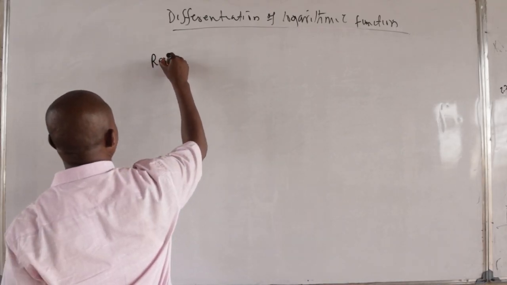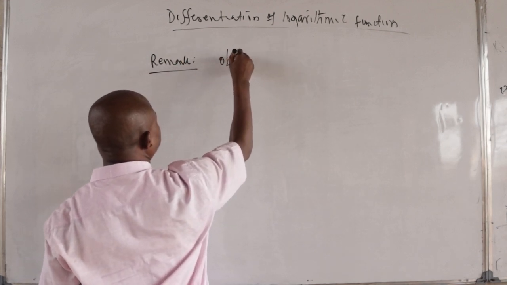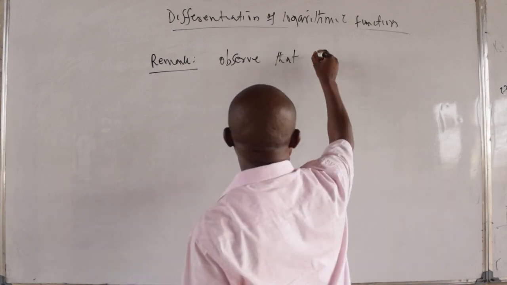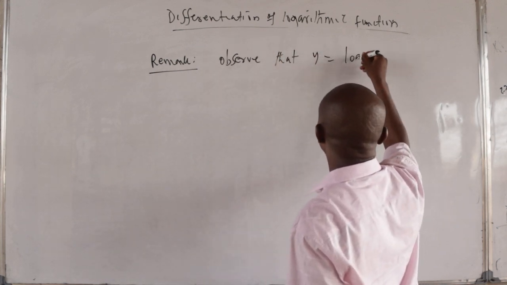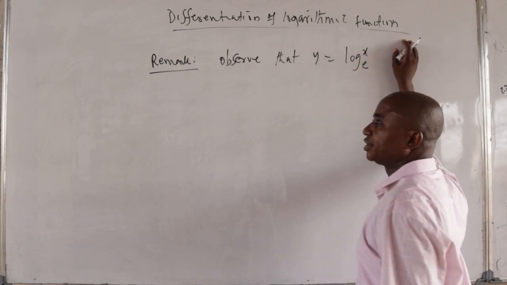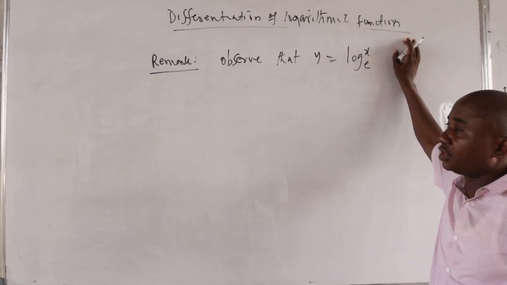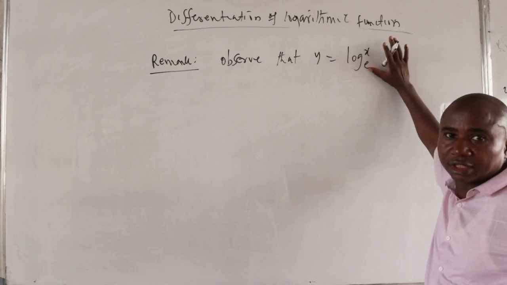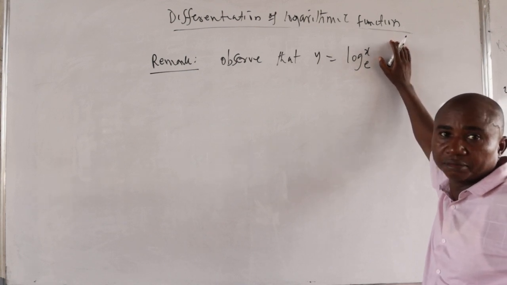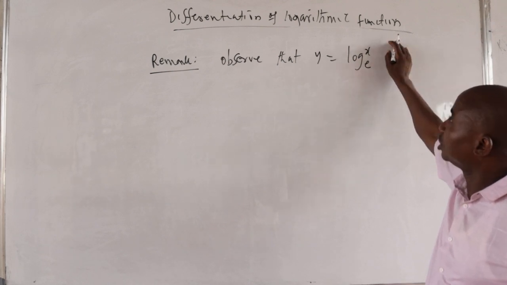Now, observe that what we dealt with is when y is log of x to base e. What if now we have the logarithm to a different base, which is not e, the natural, the Euler's number, which we call the Napierian logarithm? If this is not the case, what do we do to differentiate such a function?